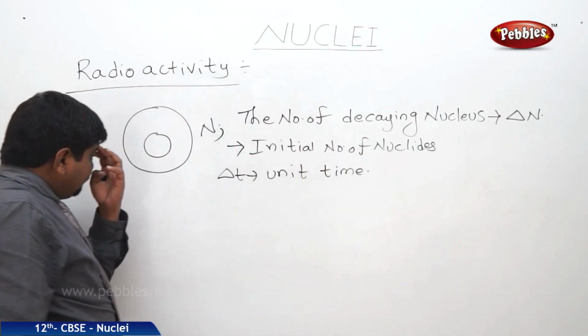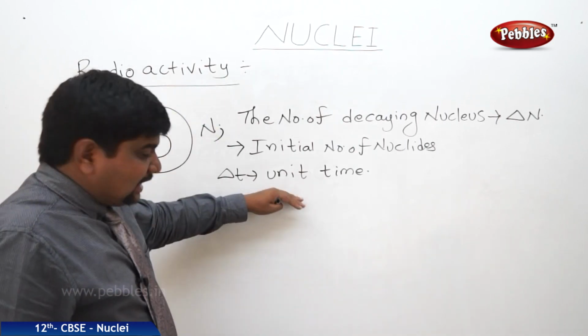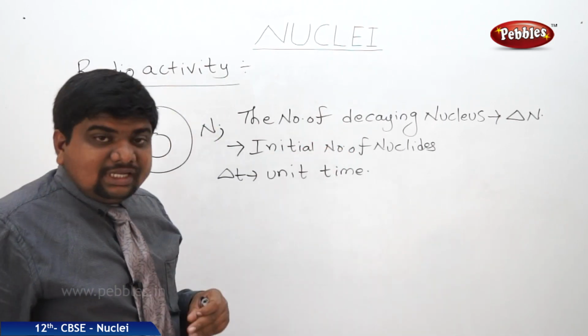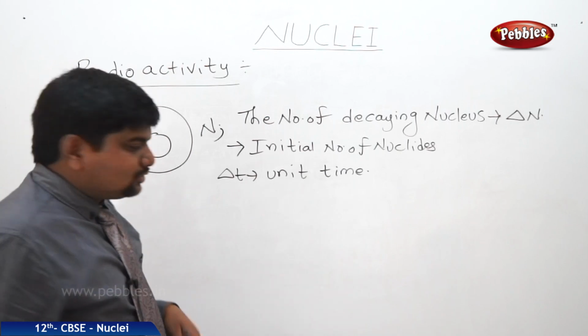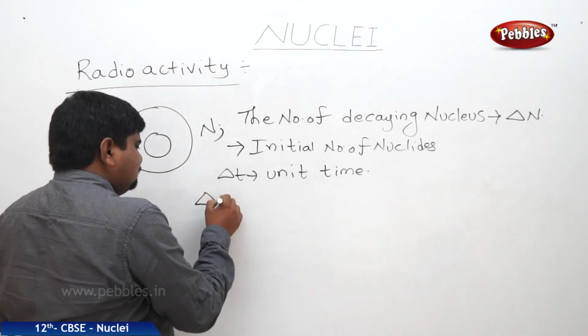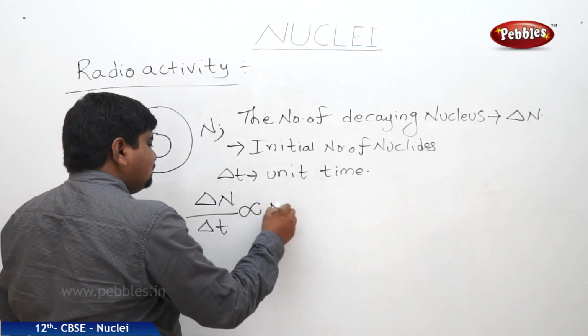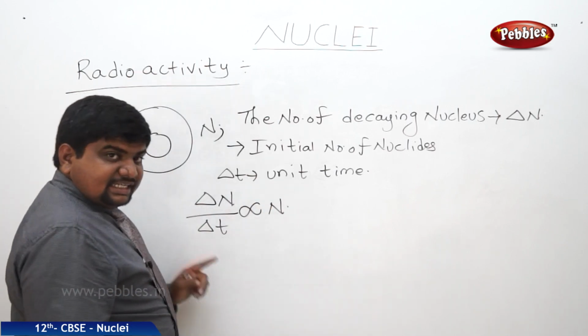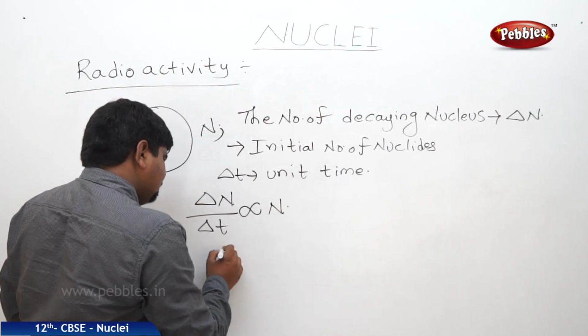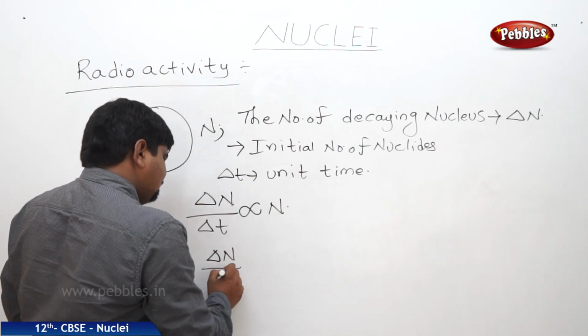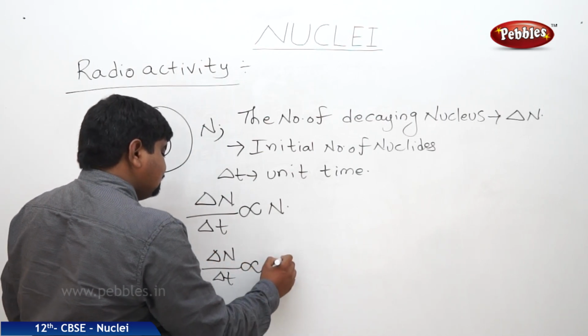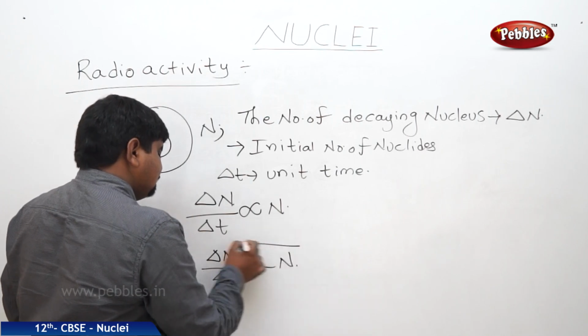So what is the rule? The number of nuclides decaying per unit time is directly proportional to the initial number of nuclides present in that atom. So what can we write? Delta N by delta t is proportional to N. It is decaying, that's why we can write delta N by delta t is proportional to minus N.